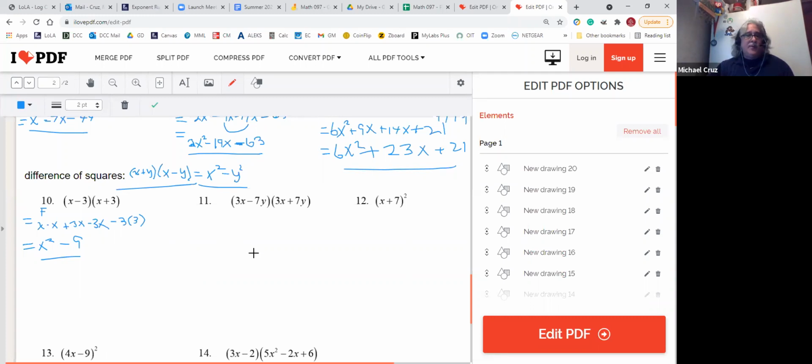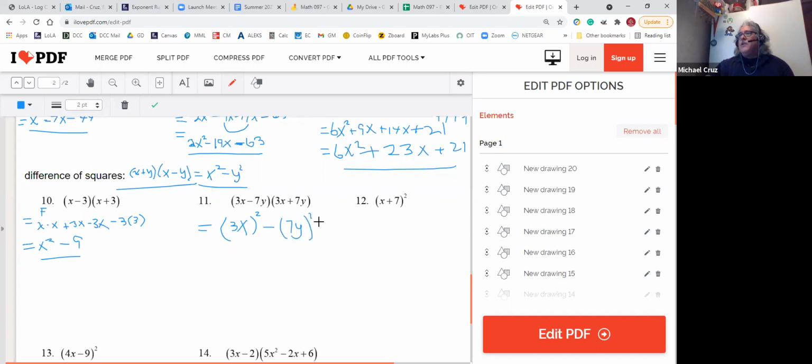All right, what happens with number 11? So see, there's a 3x in both places. So that means we're going to multiply 3x times 3x, which is 3x squared. See, these are opposite signs. So this is a negative 7y, and this is positive 7y. So we put the negative sign there, and then we just square this term.